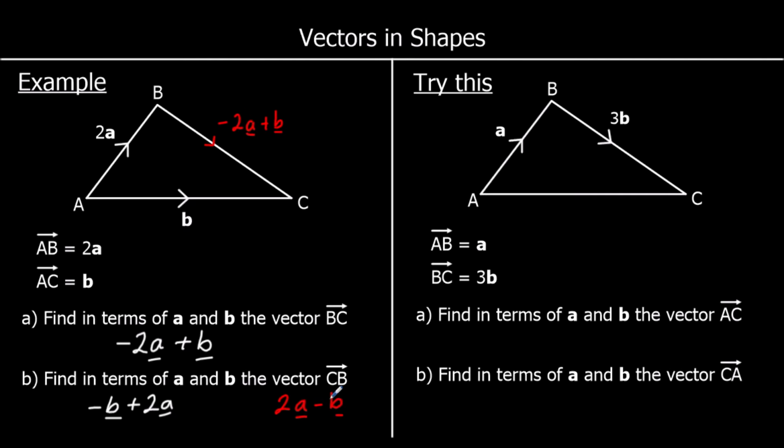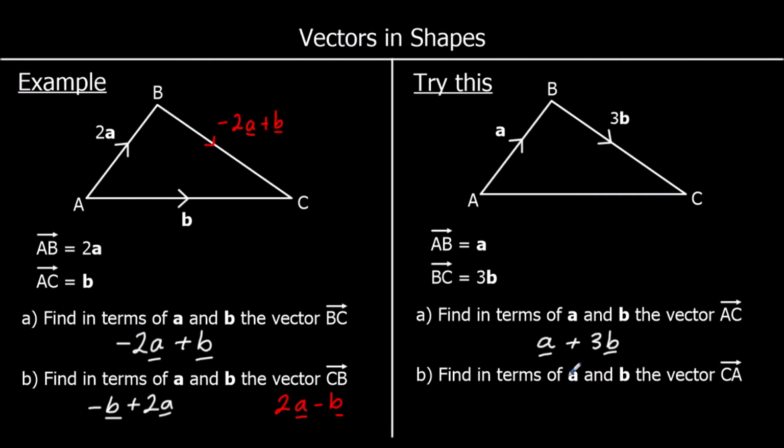Okay, one for you to try here. So give this one a go. The first question says find in terms of a and b the vector A to C. So to go from A to C, we're going to go around the long way. So that's up an a, and then a 3b. So a plus 3b.